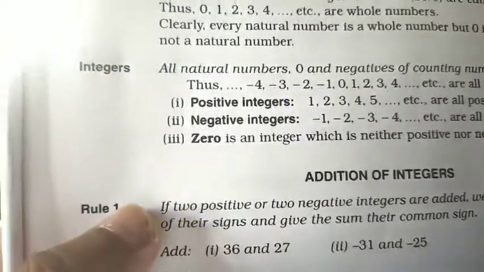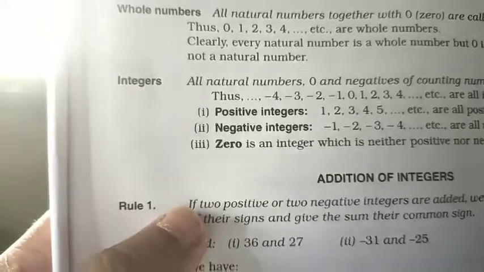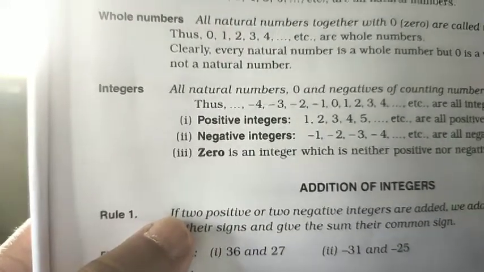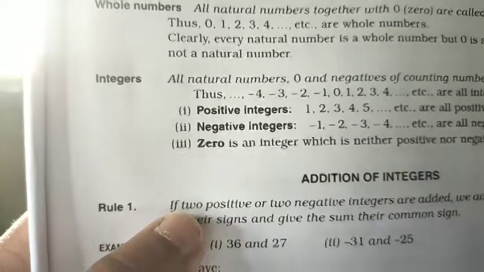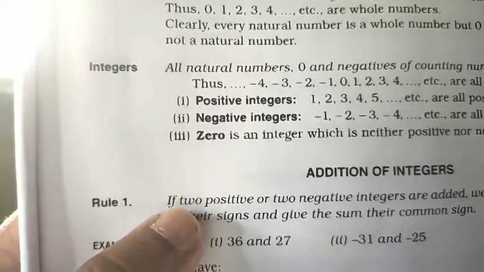Now let's go to integers. All the counting numbers, or we can say all the natural numbers, with 0 and some negative numbers are called integers.